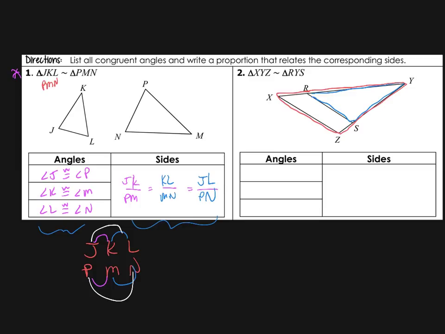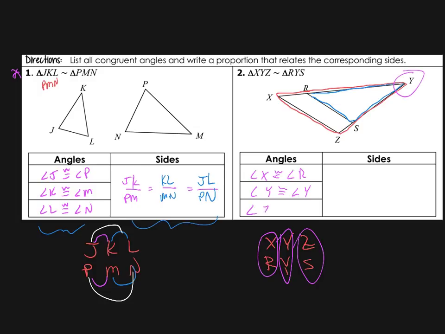First, I'm going to rewrite my letters so that they're on top of each other. And now I'm going to use the order to line up my angle statements. So of course, angle X is congruent to angle R, and angle Y is going to be congruent to itself. And I can use a single letter because it's out here all by itself. And angle Z from the big triangle is congruent to angle S.